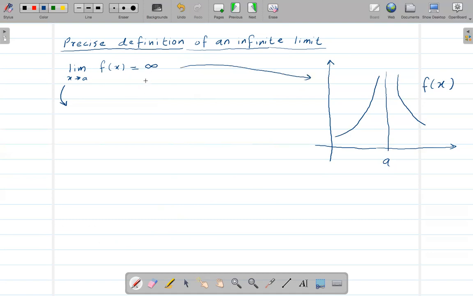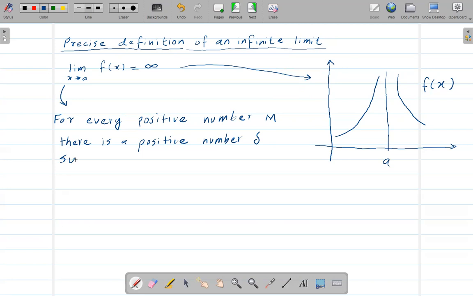Now, the way we write the definition is similar to what I did before. So again, now it's going to be for every positive number m, there is a positive number delta such that if 0 is less than absolute value of x minus a is less than delta, then here we should get f of x is greater than m.